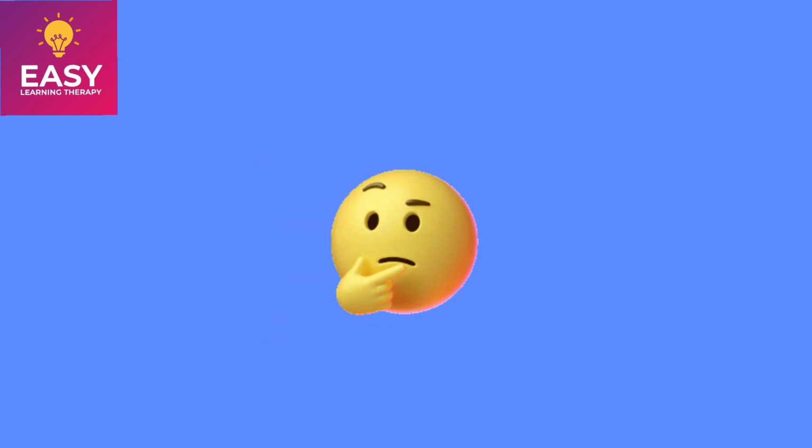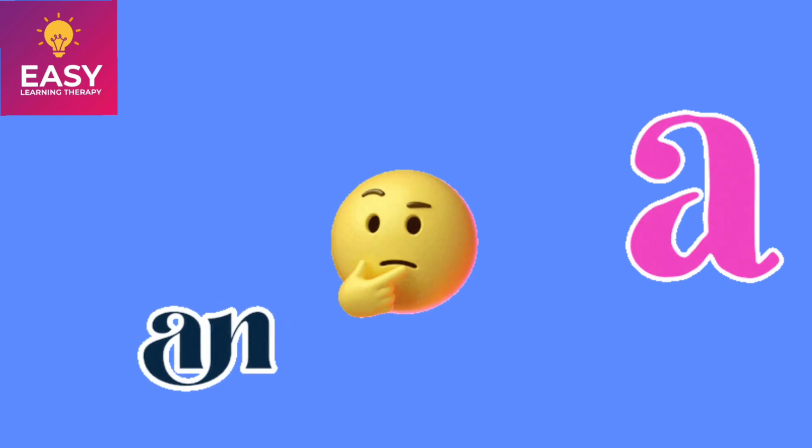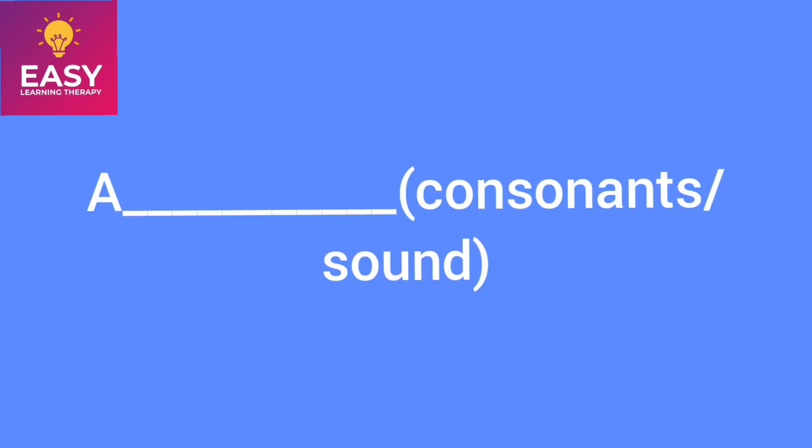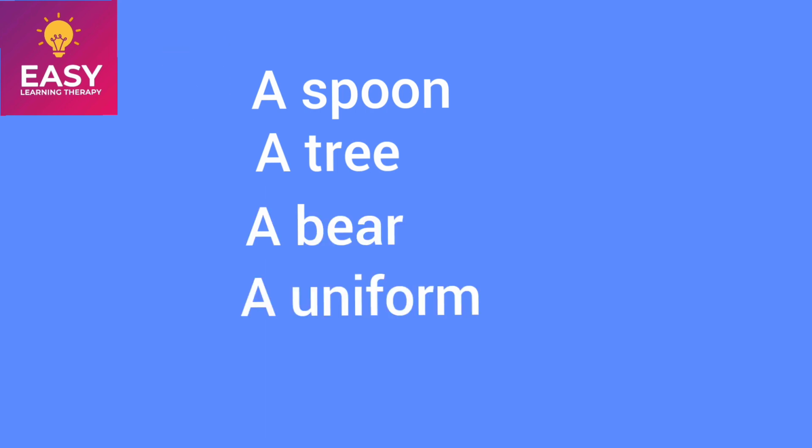Now let's discuss where to use "a" and where to use "an". "A" is used before a word that begins with a consonant or a consonant sound. For example, a spoon, a tree, a bear, a uniform, a university.